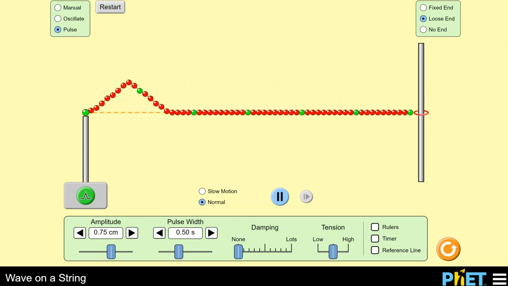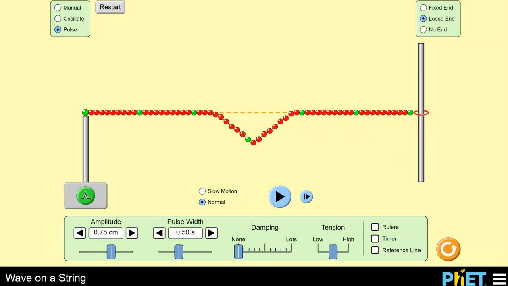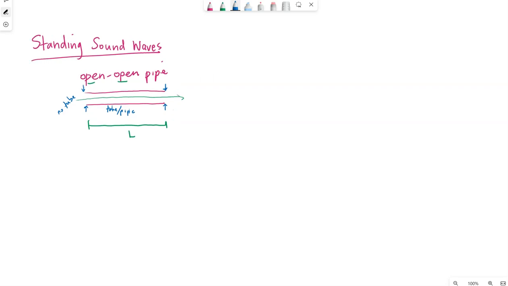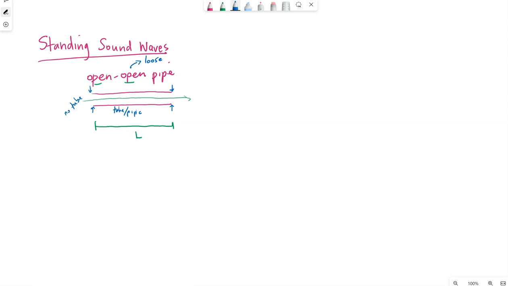So this is a string, yes, but the concept is similar in that when a wave, the sound wave, reaches these boundaries, there will always be some reflection, and the open boundaries are loose boundaries. Meaning when the wave reflects, or any portion of the wave reflects, it will not be inverted. What that means for the standing wave in the pipe is that these ends are antinodes. So the ends, open ends, are antinodes.